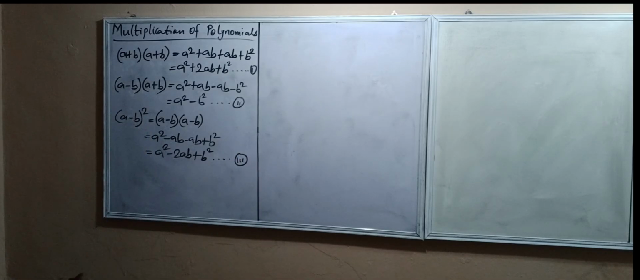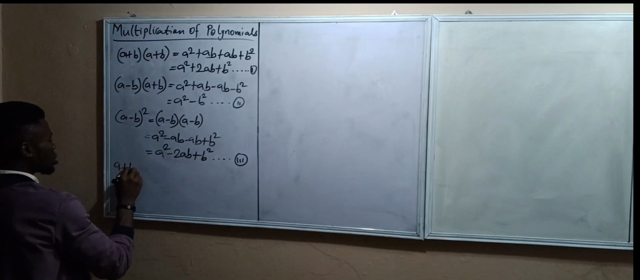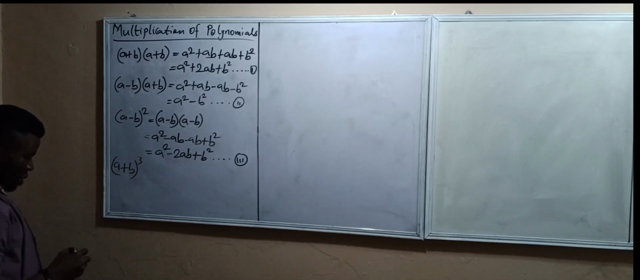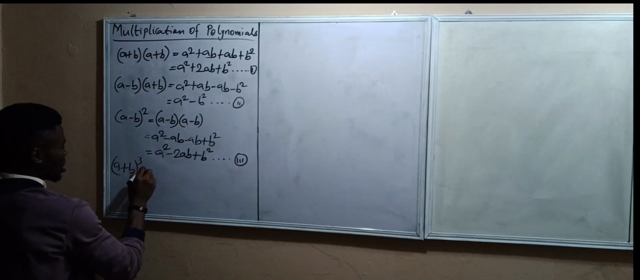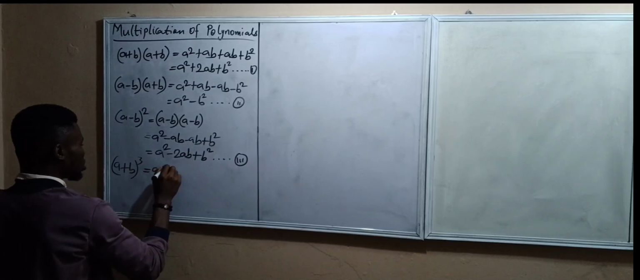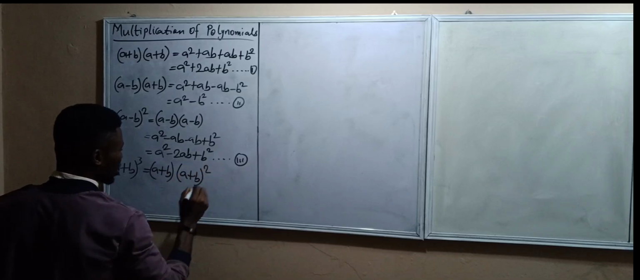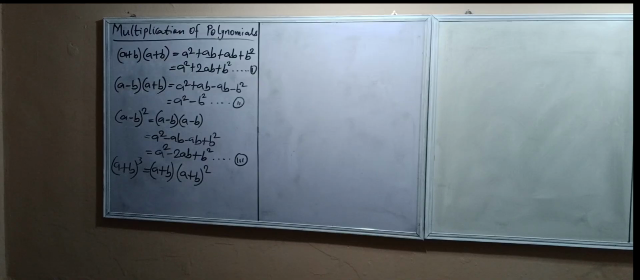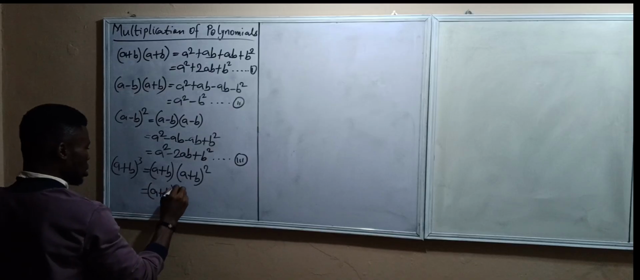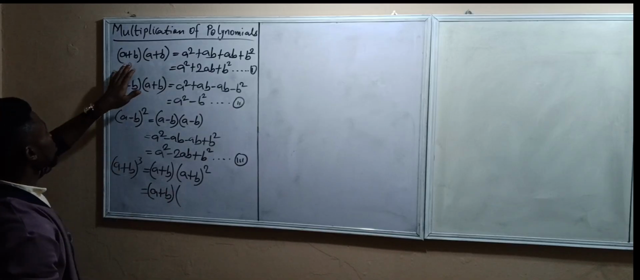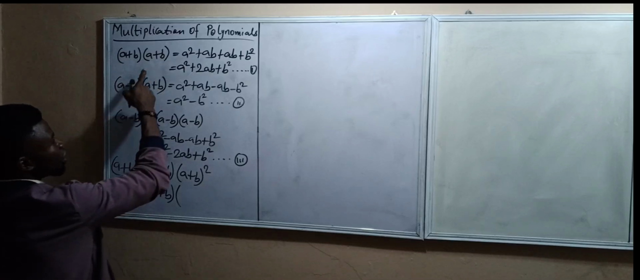Now, assuming we have a plus b to the power 3. This is the same thing as a plus b into a plus b what? Squared. Right? Yes. And this is the same thing as a plus b into, at least we've gotten a plus b squared. This is a plus b multiplied by another a plus b. That is a plus b squared. So we've gotten it to be this.